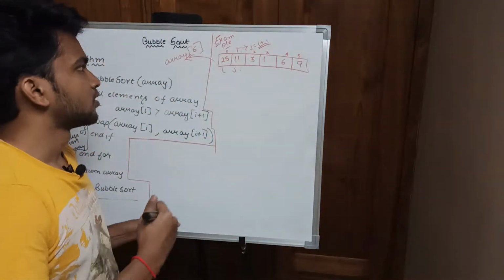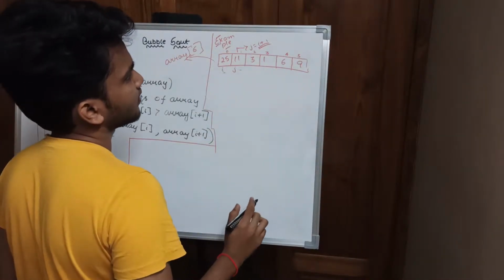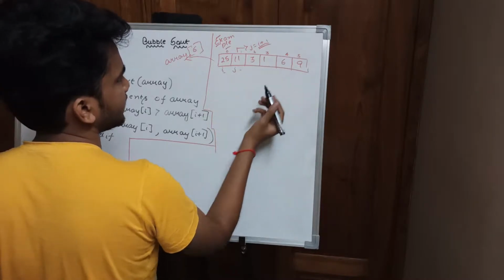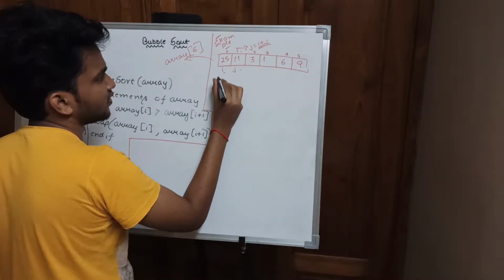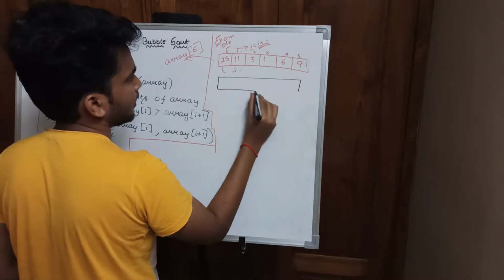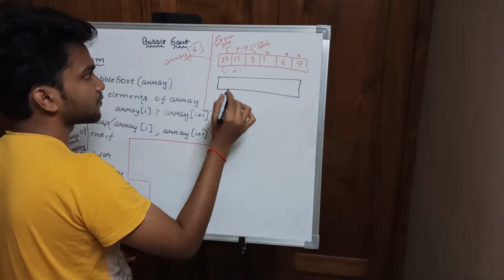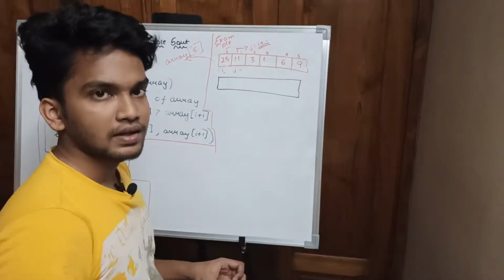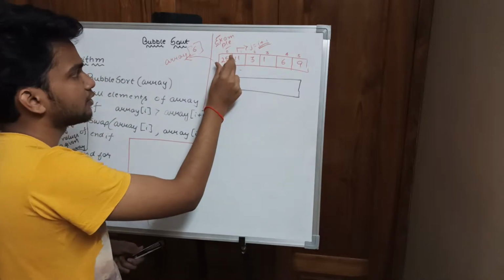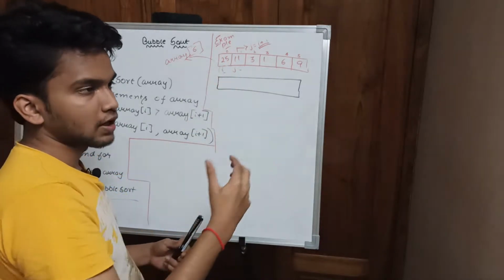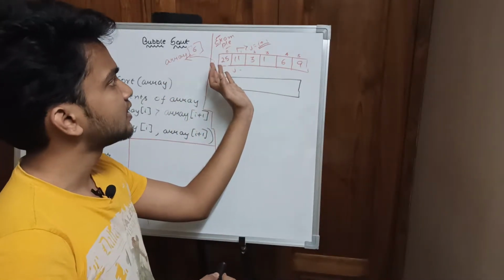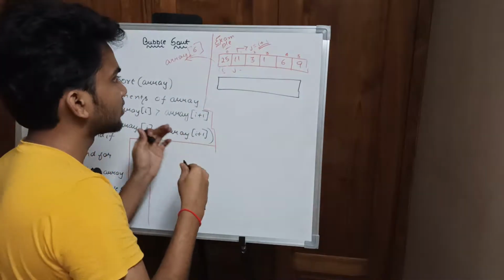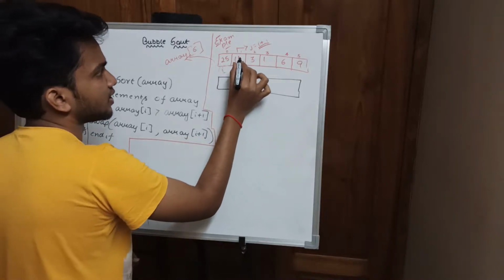Firstly, consider this array which has 6 elements: 25, 11, 3, 1, 6 and 9. So first we will set I equal to the first index of the array. So 25 is fixed. Now we will check the adjacent element to the 25. There is only one adjacent element, that is 11.